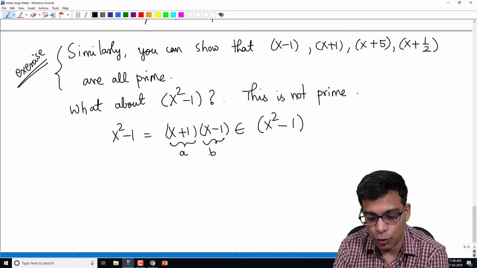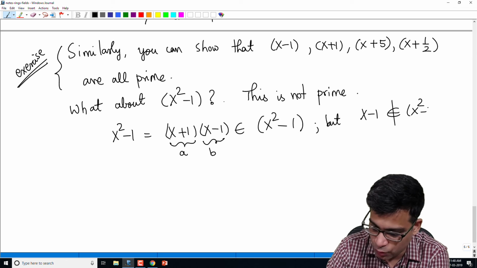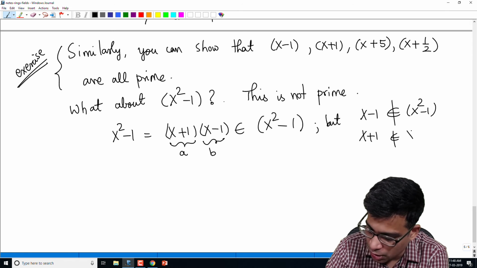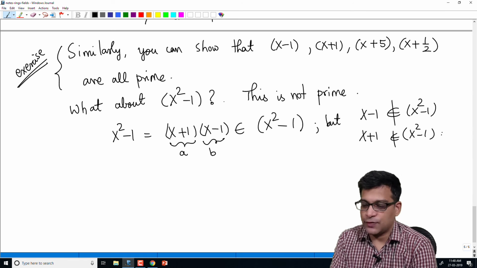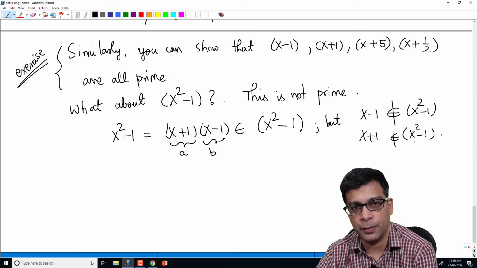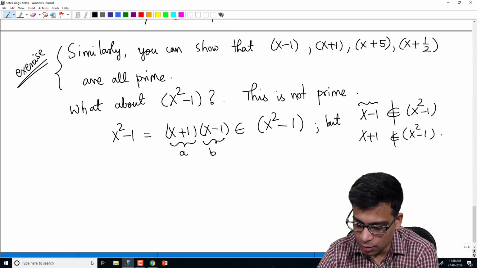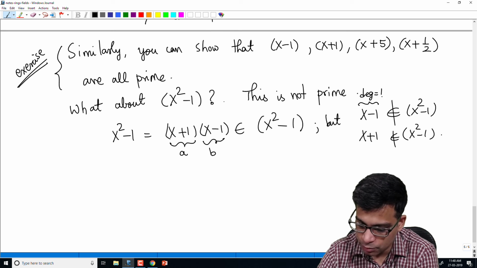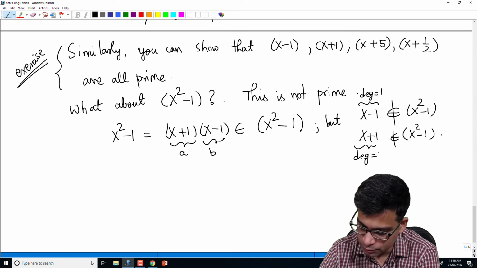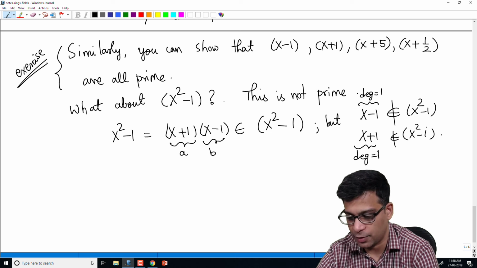This is in B. So the product of A and B is in this, but x minus 1 can't be in x squared minus 1, x plus 1 can't be in x squared minus 1. This is for the simple reason that the ideal generated by x squared minus 1 contains all multiples of x squared minus 1. So if you have any nonzero polynomial in it, its degree must be at least 2. The degree of this polynomial is 1. Degree of this polynomial is 1. So they can't possibly be multiples of x squared minus 1.